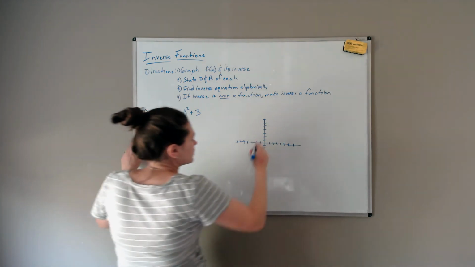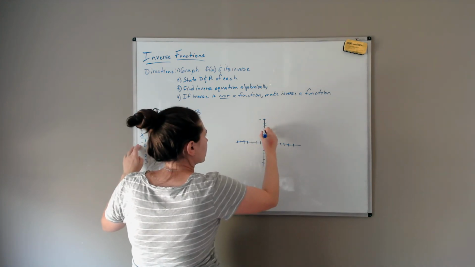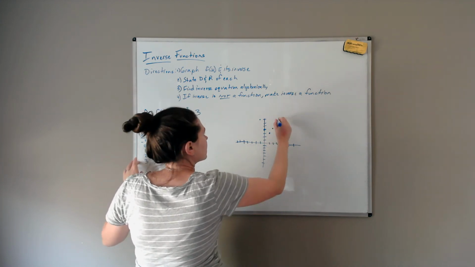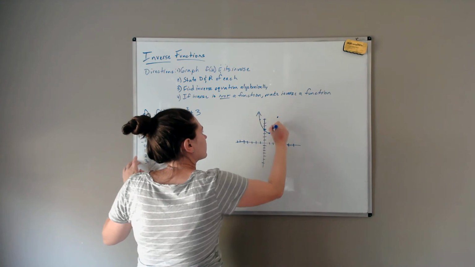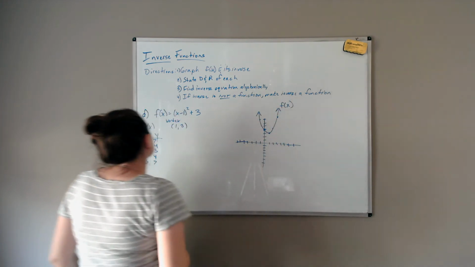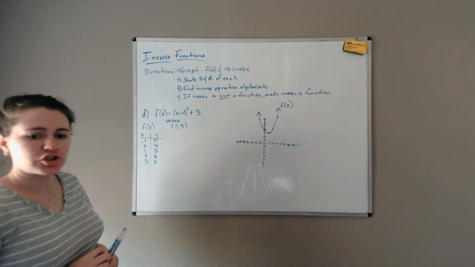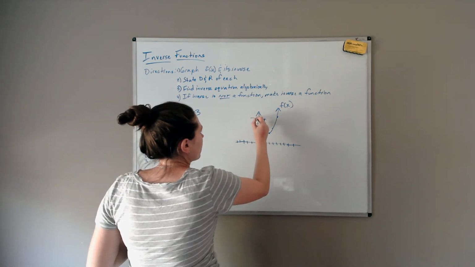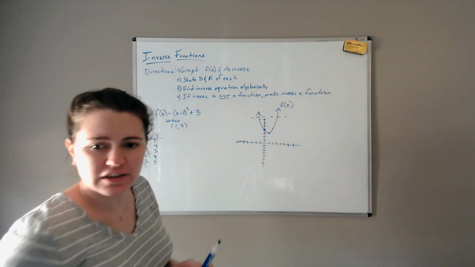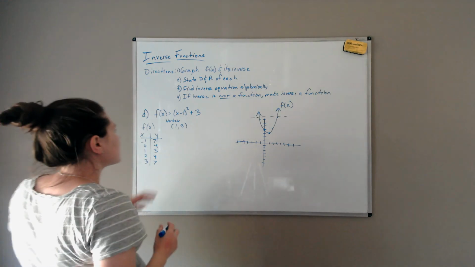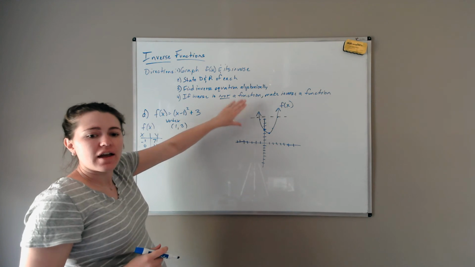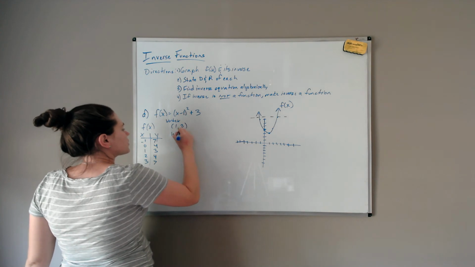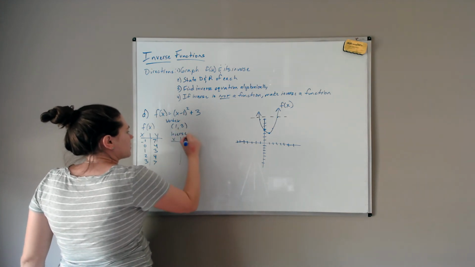So -1, 7, 0, 4, 1, 3, 2, 4, and 3, 7. There's our quadratic. Now, is the inverse going to be a function? Does this graph pass the horizontal line test? No, this fails the horizontal line test. So as is, if we don't do anything, the inverse to this will not be a function.